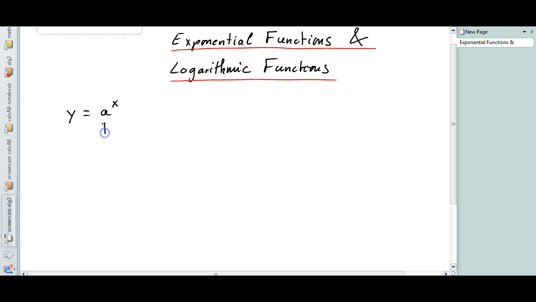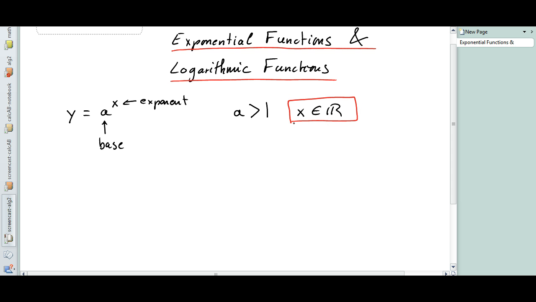a is called the base, and x is the exponent. Of course, you've known that for a while. We're going to assume that a is positive, and we're going to assume that x is a real number, okay? This assumption actually is very, very important.